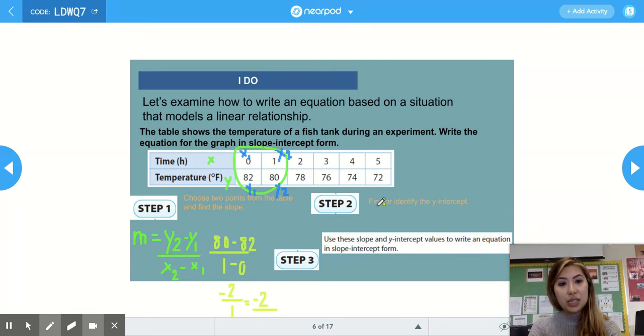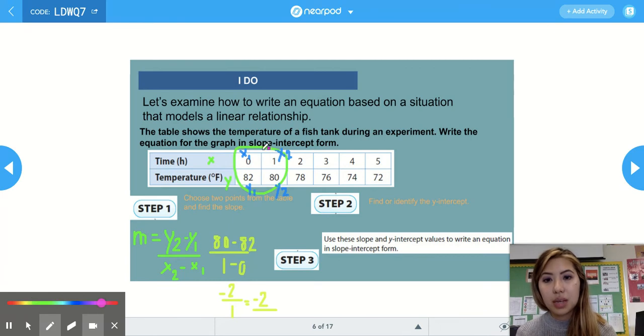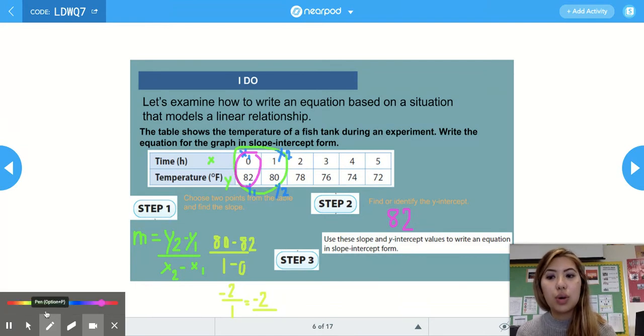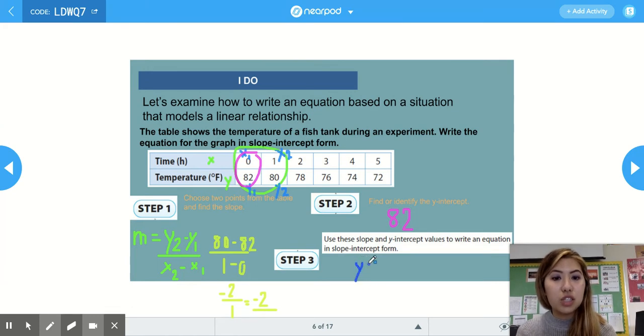Then we have to identify the y-intercept. The y-intercept can be identified in a table when you find the y value for whenever the x is 0. So our y-intercept is the y value when the x is 0. In this case, that's this right here. Our y value is 82 when our x value is 0. So our y-intercept is 82, our slope is negative 2, and we're going to combine that information together into our slope-intercept form, which is y is equal to mx plus b.